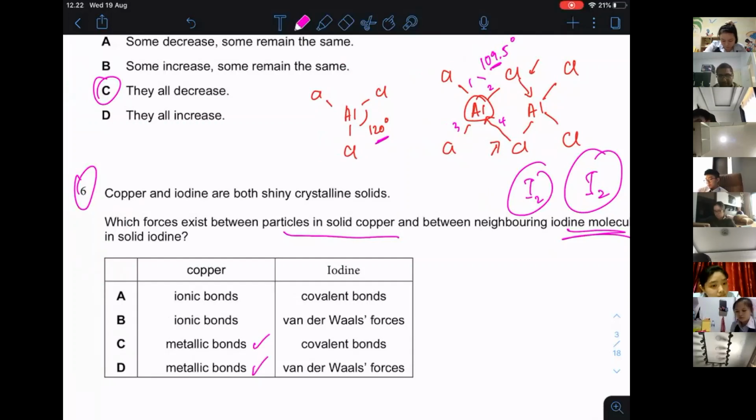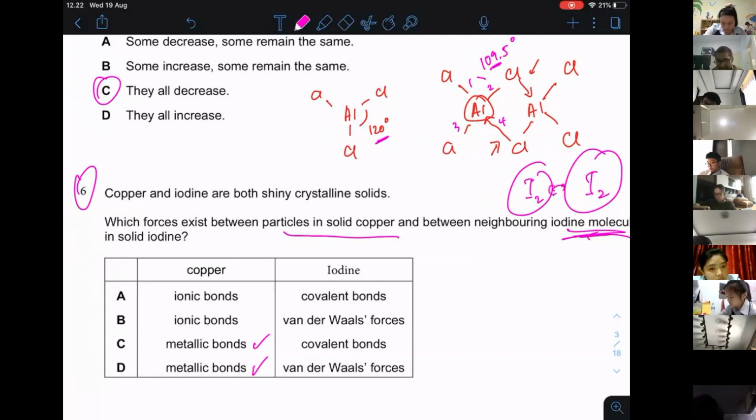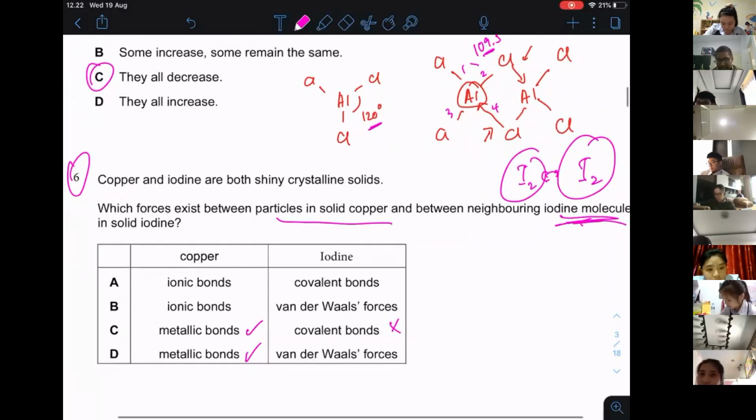For iodine, they say neighboring iodine, so it's not between I and I. So definitely it's not covalent bond. It's definitely going to be van der Waals forces. The answer is D.